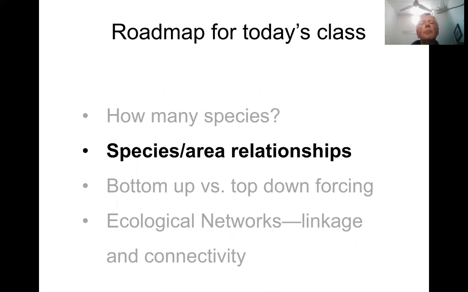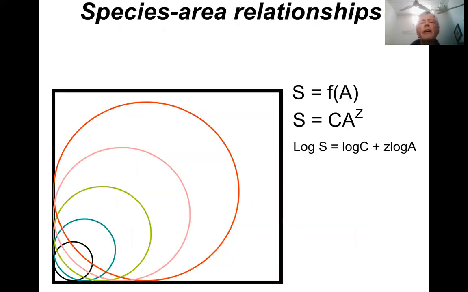Now I want to move to species area relationships. All right. So what is a species area relationship? Well, imagine that you're standing out in the redwood forest and you're looking down at your feet, or maybe just around you, and you will see a small number of species. And if you measure them carefully, you will still see a relatively small number of species.